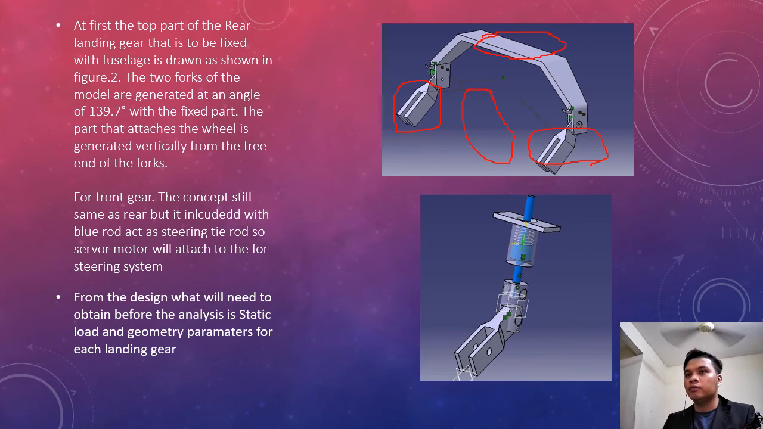For the front landing gear, the concept is still the same as the rear, but it includes a blue rod that acts as a steering tie rod, so the servo will attach to the blue rod for the steering system. The rod from the servo will attach at the middle of the blue rod, so it can steer the front landing gear. As you can see, this is the suspension system. We'll also add some suspension system at the fork.